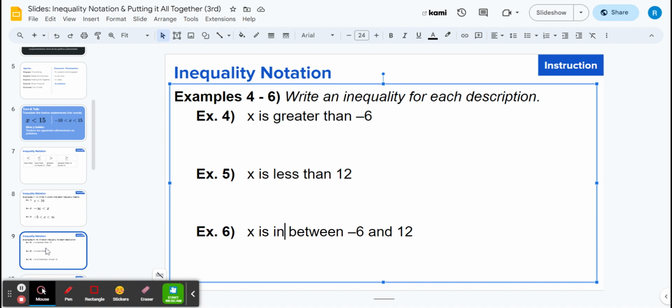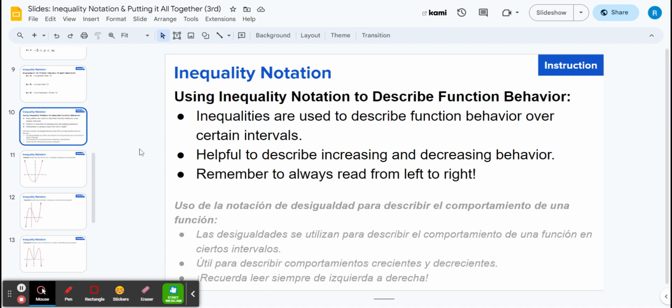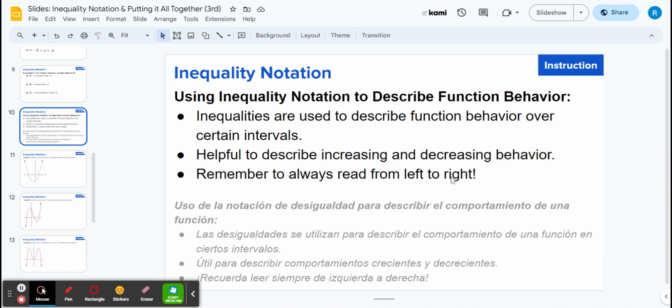So we can start using these inequalities to describe function behavior. So here's some notes you should jot down in that next section of your note page. You go ahead and pause your screen and unpause it when you're ready. But yeah, we can use these inequalities to describe function behavior for certain intervals. It specifically helps us describe increasing or decreasing behavior. And the key point here is always read from left to right.